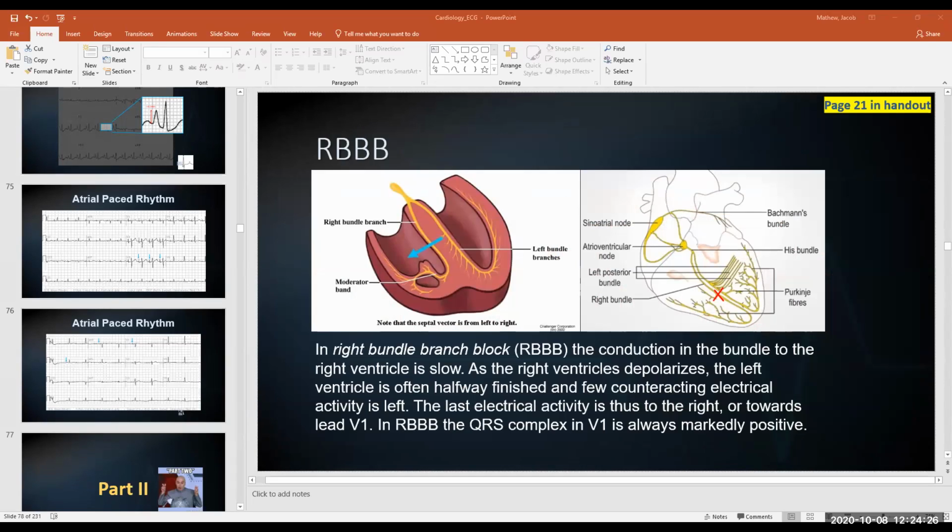So let's go over the anatomy of a right bundle branch block so we can understand what's happening. Obviously we have the AV node, and when the AV node gets depolarized or activated, it's going to transfer electricity down the right bundle branches, and then basically through the Purkinjes. So the conduction of the bundle to the right ventricle is slow. As the right ventricle depolarizes, the left ventricle is pretty much halfway finished, and it's going to counteract the electrical forces to the left. So the last electrical activity is towards lead V1. I'm reading this just to help you out, and then we'll explain it. In right bundle branch blocks, the QRS complex in V1 is always markedly positive.